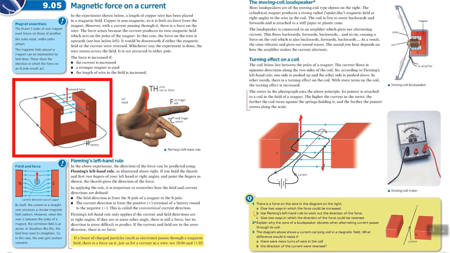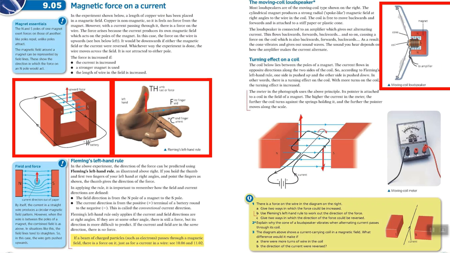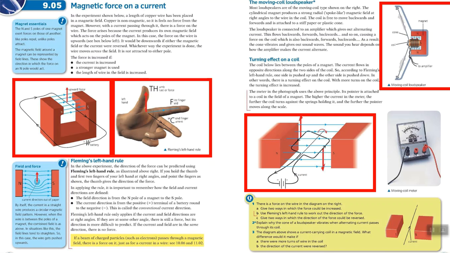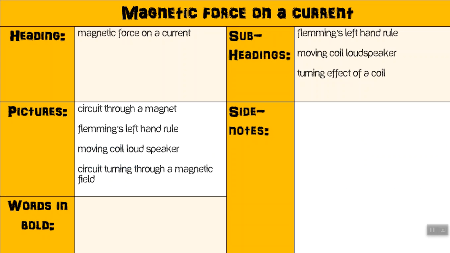Then we look at our pictures. Here we have a picture with a circuit going through a magnet. Here we have a picture of Fleming's left-hand rule. There we have a moving coil loudspeaker. Here we have a rotating coil in a magnetic field, and here we have a moving coil meter. We use all of that and write them down.